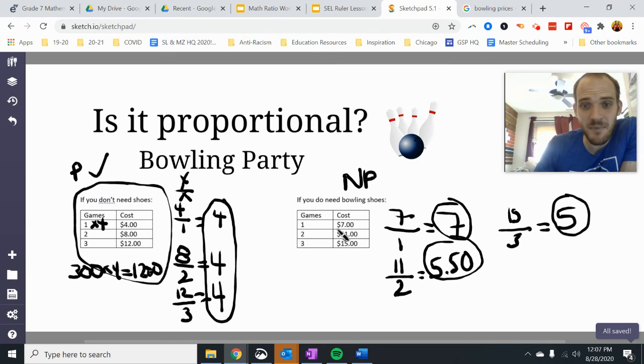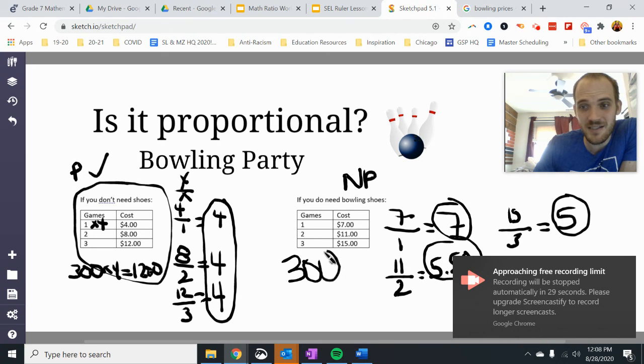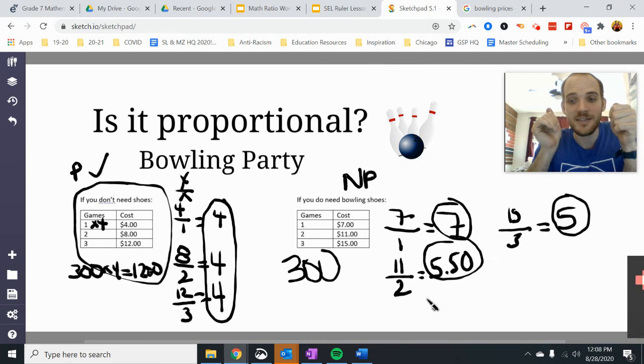Here, I did the same thing. 7 divided by 1, 11 divided by 2, 15 divided by 3, and I got all different, which means that it is not proportional. Which means in this case, if you asked me how much 300 games cost, I would say, I don't know, because I don't know the cost of the game. Why do I not know the cost of the game? Because it is not proportional.